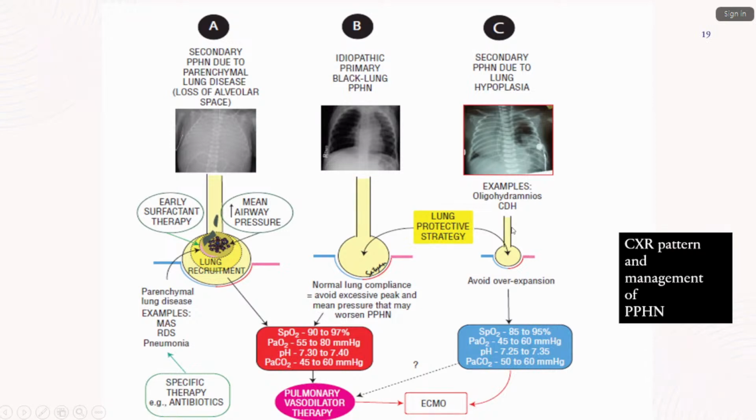In case of CDH, we should avoid overexpansion and we should keep the SpO2 target near the lower range, 85 to 95, whereas in case of pulmonary disease, it was 90 to 97%. PaO2 we can keep between 45 to 60 mm of Hg, pH between 7.2 to 7.3, and CO2 between 30 to 60. In case of idiopathic with normal lung compliance, avoid excessive PEEP and mean pressure that may worsen PPHN.